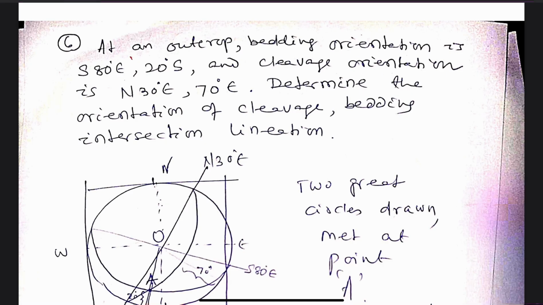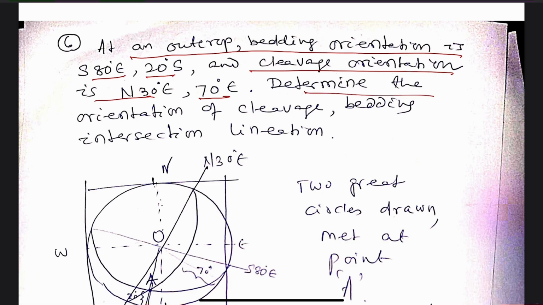Now let us see another question. At an outcrop, bedding orientation is south 80 degree west, 20 degree south, and cleavage orientation is north 30 degrees, 70 degree east. Determine the orientation of the cleavage-bedding intersection lineation. So here we see there are two planes. When two planes join together, they produce a line. And this line has its direction and its plunge. That we have to detect through this problem.